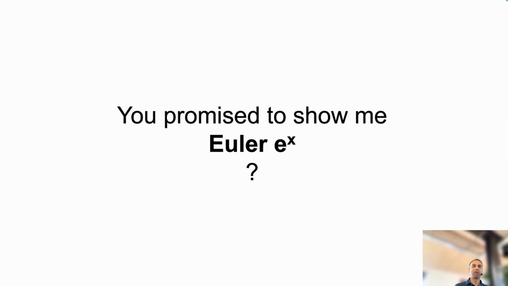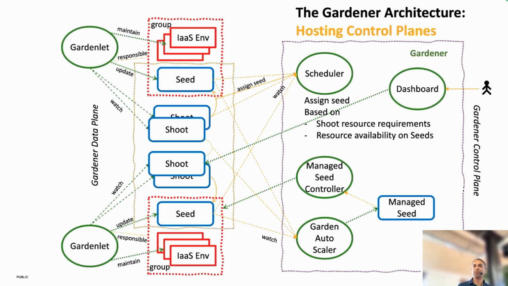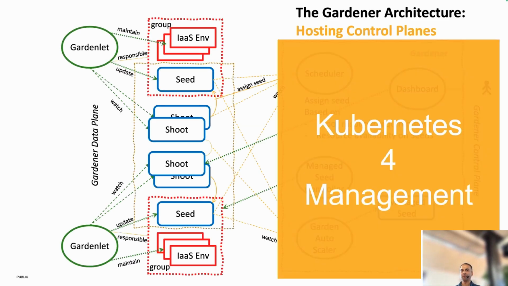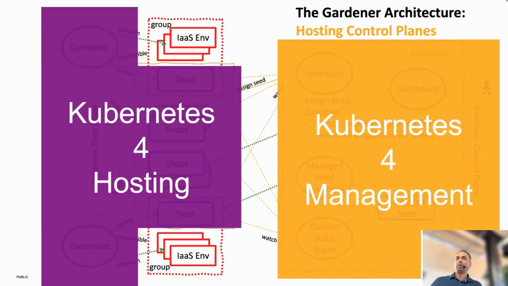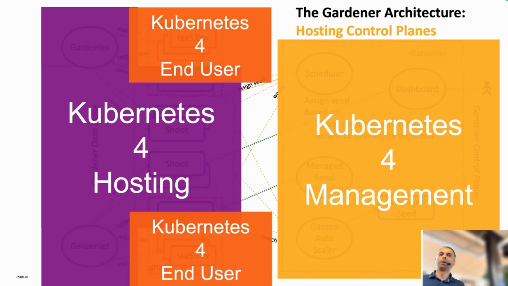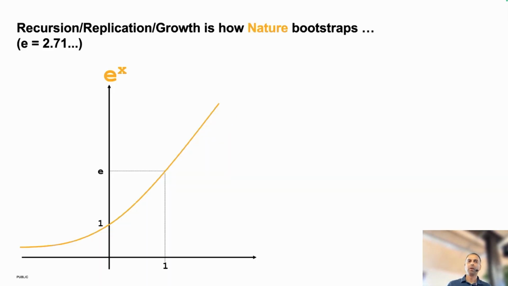Yeah, I promised you the Euler function, right? So take a look at this picture again. Take a look here. We used Kubernetes for management. We used the Kubernetes infrastructure for hosting the control planes, and we use Kubernetes for end users, right? So the Euler function is the exponential e to the power of x with the natural constant 2.71 and so on.